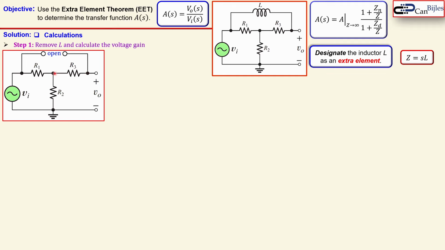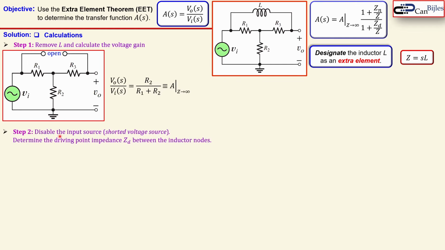So we have effectively R2 over R1 plus R2, which is the voltage divider, and that will be the ratio in this case, which is defined then as the gain, specifically where the extra element is open or has an infinite value for the impedance. So that's actually this part, step 1.